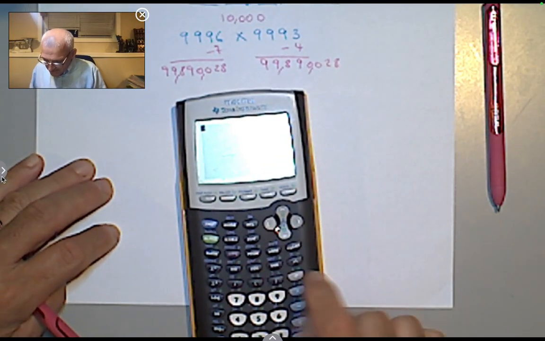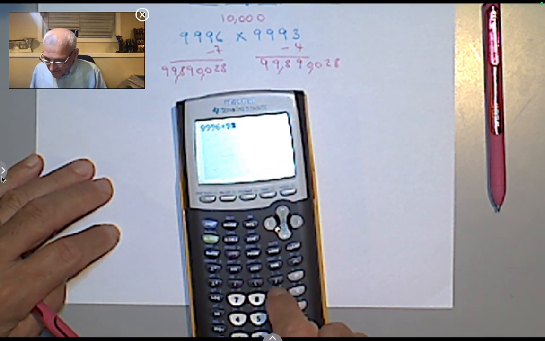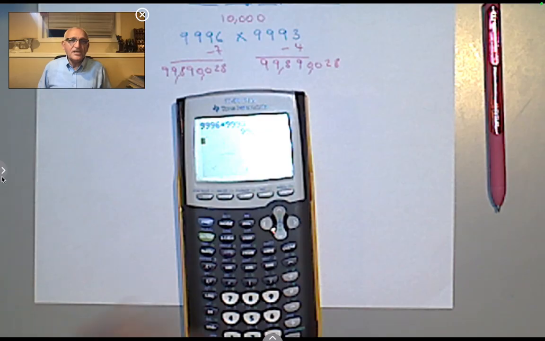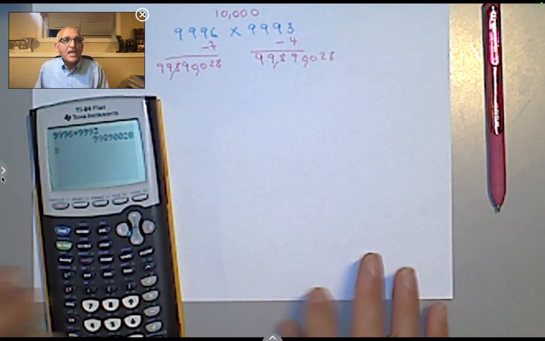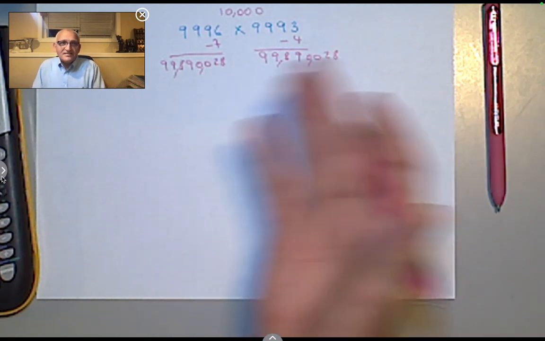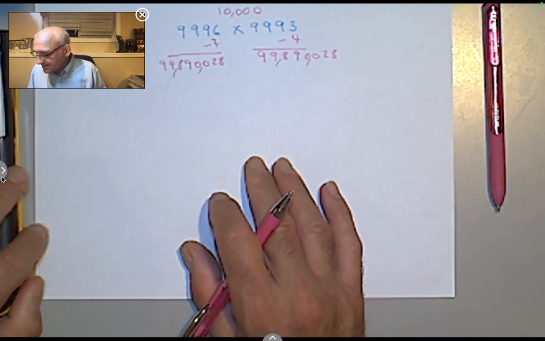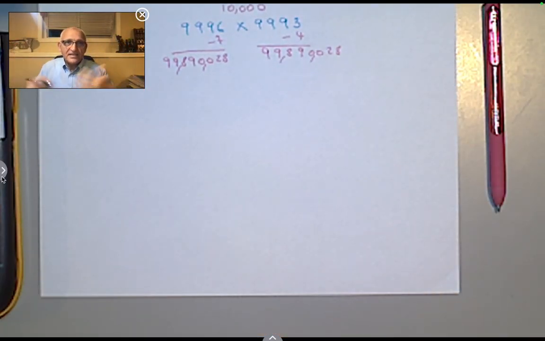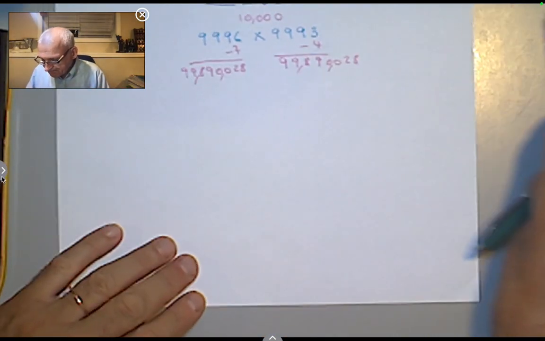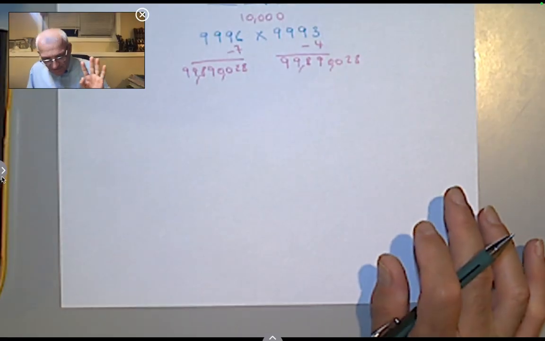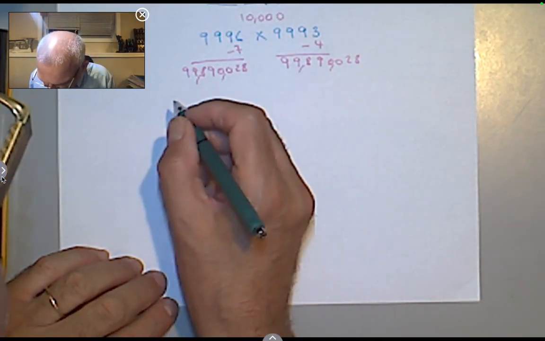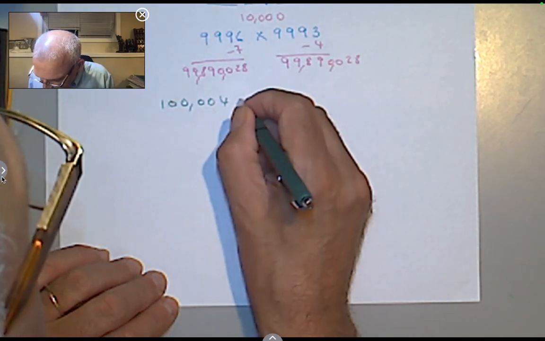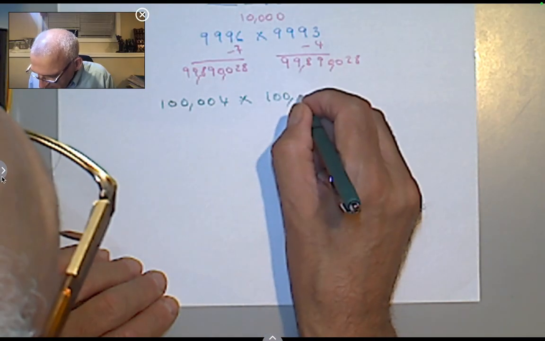Let's check the answer, 9996 times 9993. 99,890,028. Right? Very simple. Now let's take the other case. I think that example is enough, right? You already got that. Let's take another example where the two numbers are higher than 1,000 or 10,000 or 100,000. Again, I'm not going to use 100,000, or maybe we can have enough space. So let's say 100,004 times 100,006.